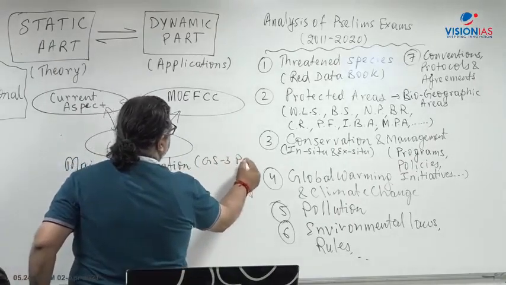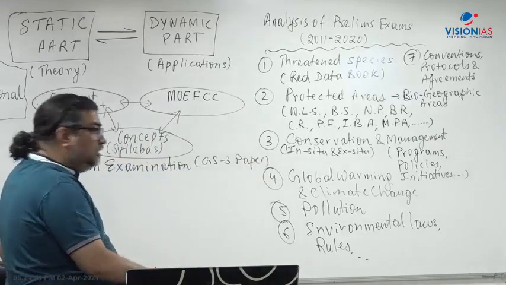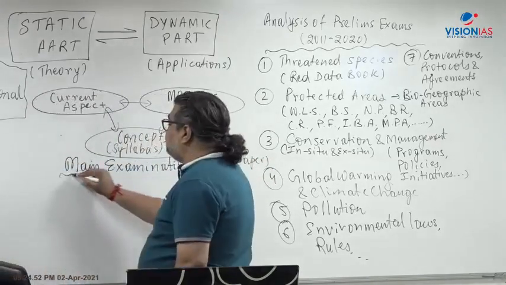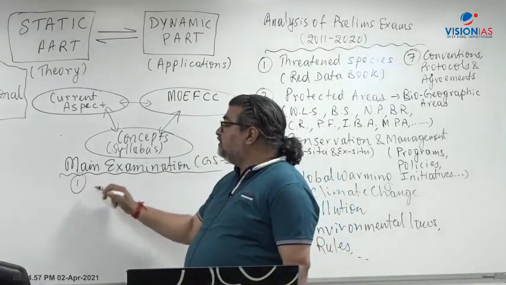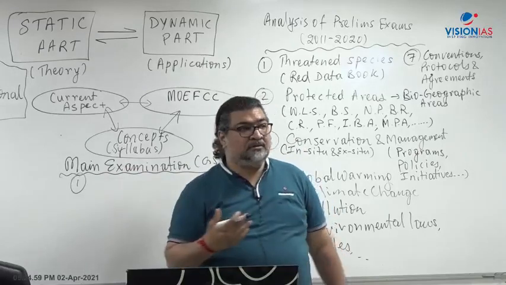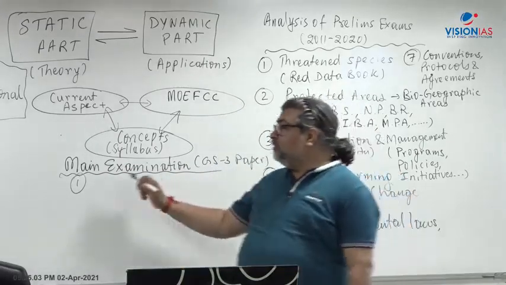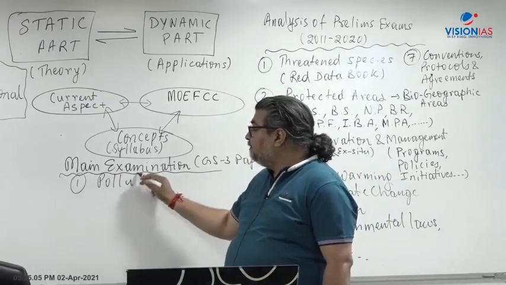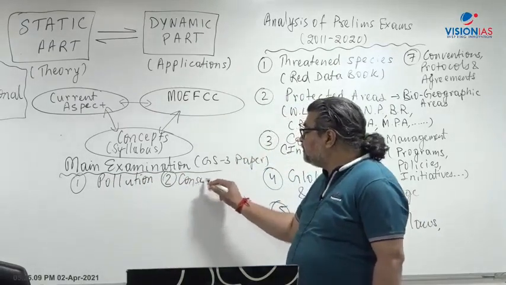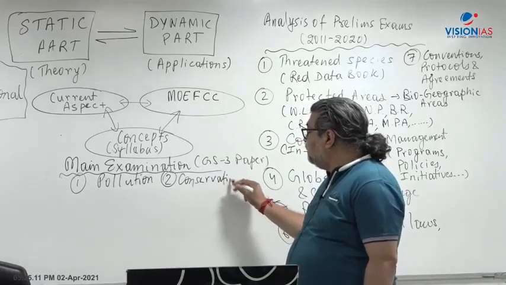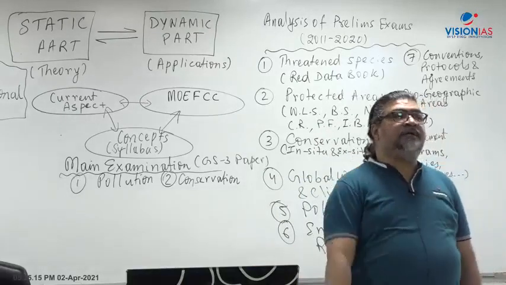GS3 paper, main examination, you have topics from environment and ecology. Now what is given here in the main examination? One area is the degradation of natural resources and pollution, right? You have the environmental pollution topic there. Then you have a conservation topic: biodiversity conservation or conservation of forests, wetlands, different types of natural resources.